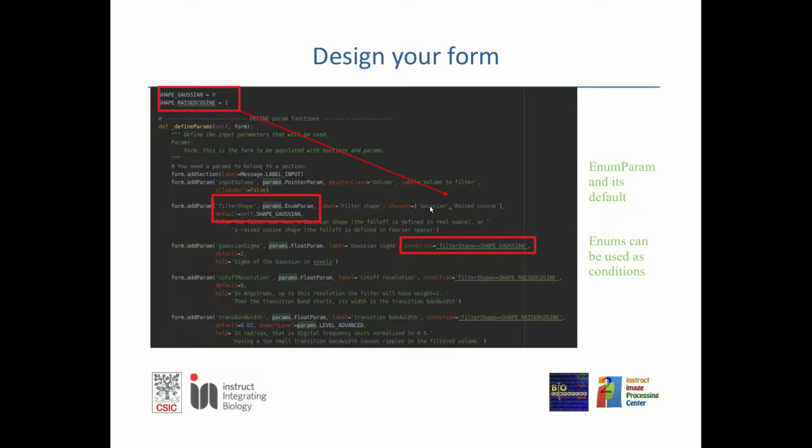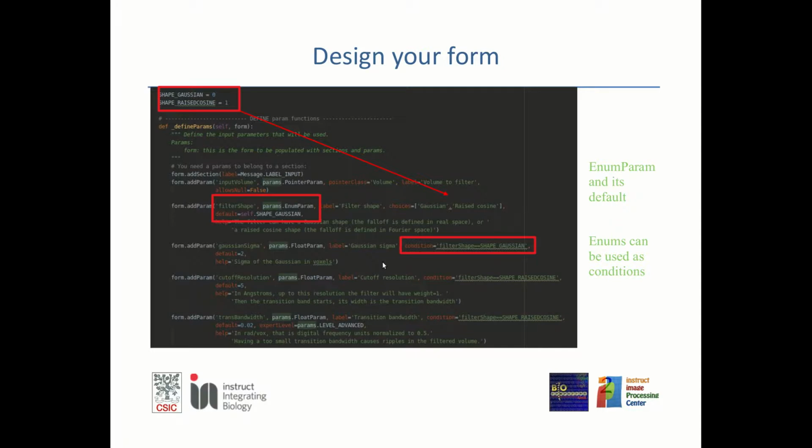these choices are numbers. So this is number 0, this is number 1, and it is a good practice to put names on 0, 1. So we put shape Gaussian, shape raised cosine, and we assign the values 0 and 1. And then we can define what is the default. The default is 0, so that is Gaussian.